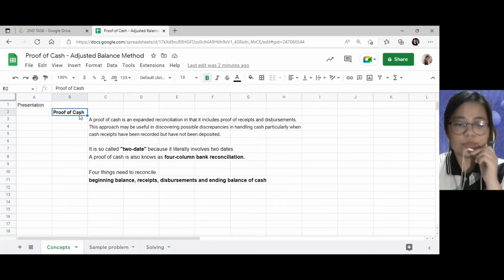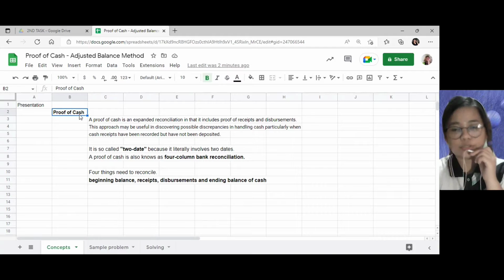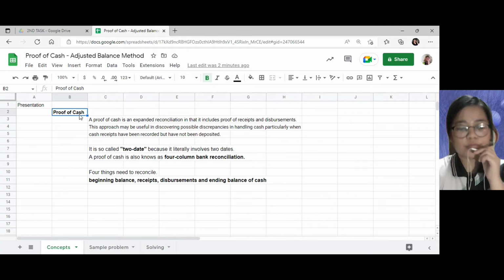Proof of cash. When we say proof of cash, it is actually like a bank reconciliation. So I suggest that before you proceed with the proof of cash, you need to understand first the concepts and nature of bank reconciliation for you to understand the concept and nature of proof of cash. As I've said, it is like a bank reconciliation, but this time, it is actually a two-month bank reconciliation. So, ibig sabihin, dalawang buwan na nating nare-reconcile ito.